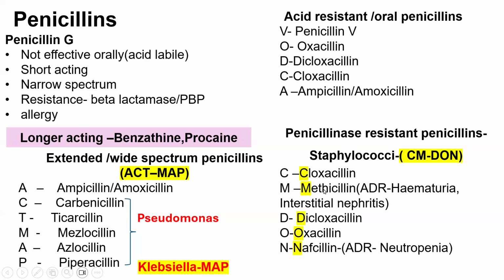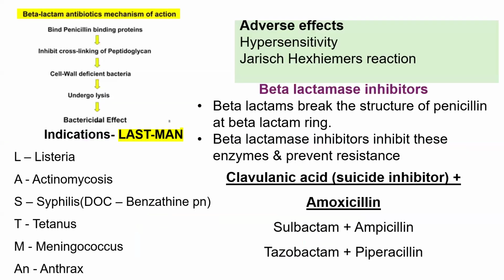Mainly methicillin, you have to remember it causes interstitial nephritis and hematuria as an adverse effect. And nafcillin, remember N for N, neutropenia. Okay, so these are the main points to remember for penicillins. And coming to the main mechanism of action, I have told you it is bactericidal, with inhibition of the transpeptidase enzyme, causing inhibition of cross-linking of the peptidoglycan. So it causes cell wall deficient bacteria which undergo lysis.